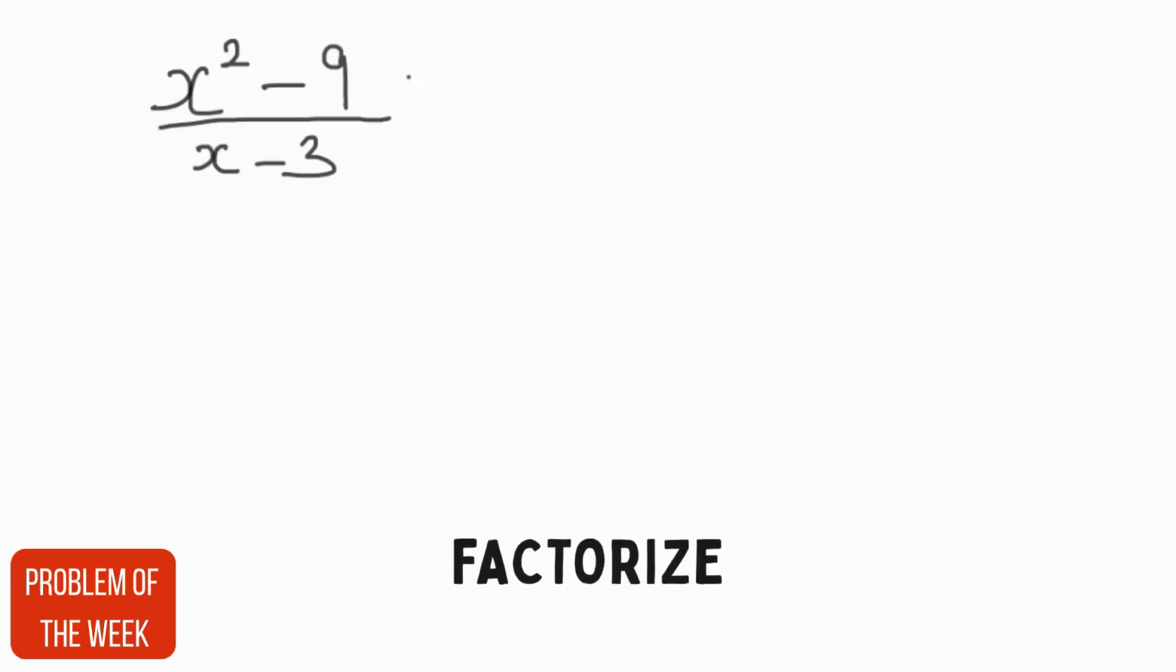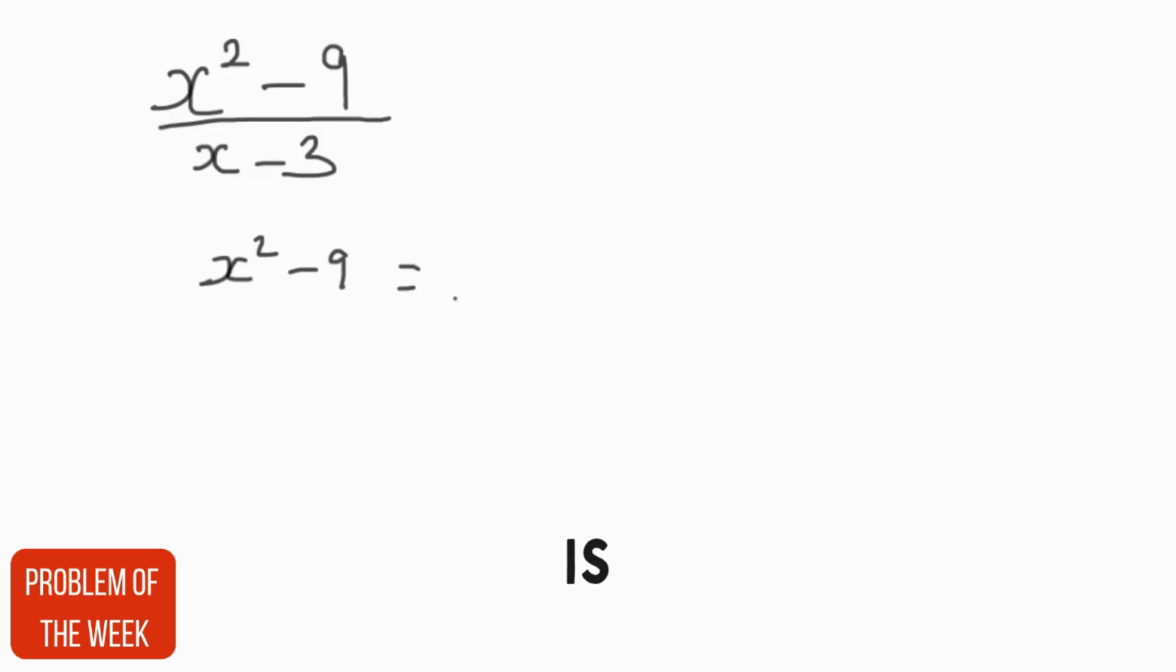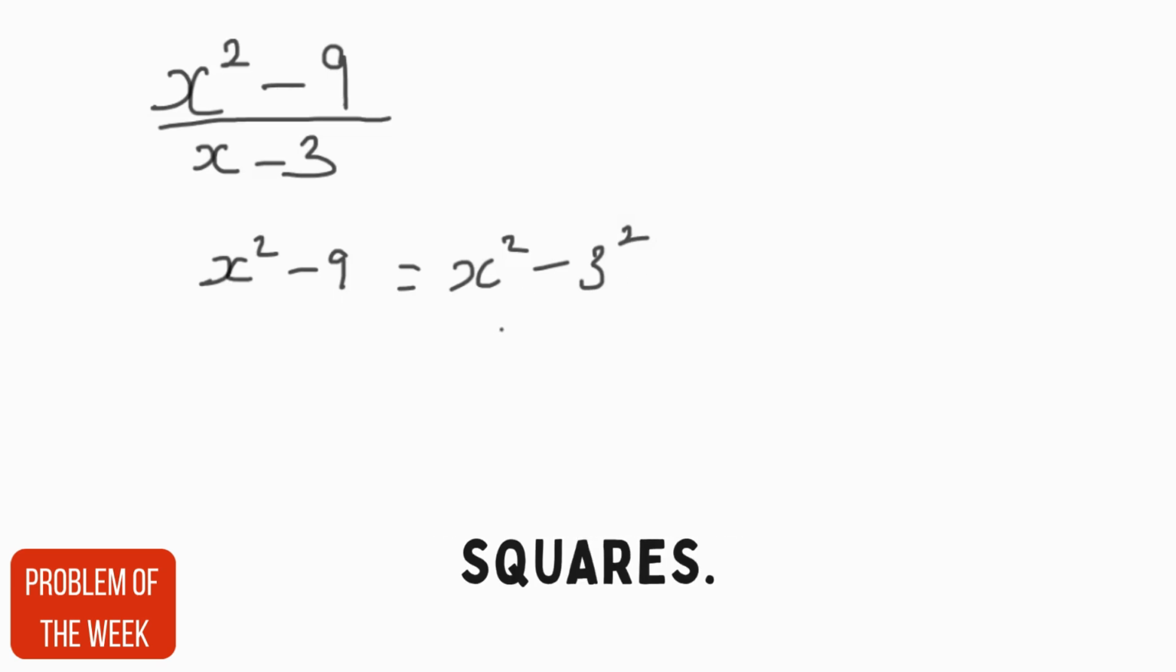So what we do is to factorize the numerator. We have x squared minus 9. And to factorize this is the same as saying x squared minus 3 squared. This is called the difference of two squares.